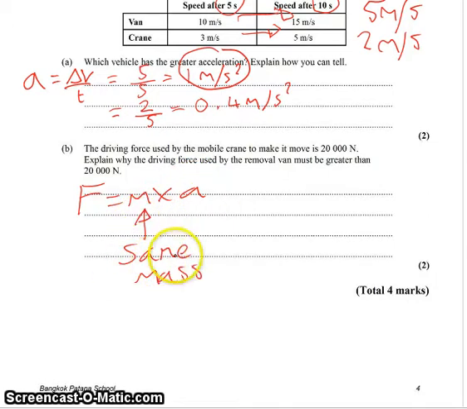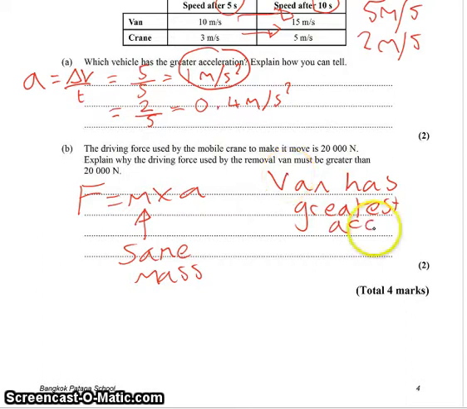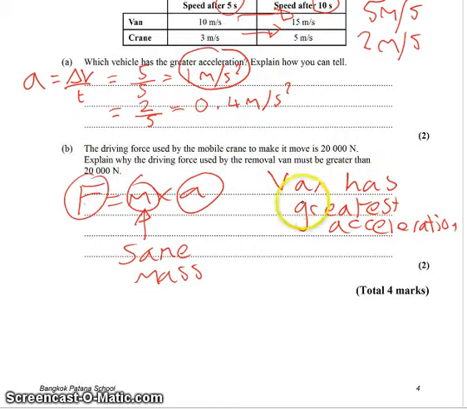So the only thing that's going to make a difference to the force that's applied to both is the acceleration. Now we know that the van has the greatest acceleration. We just worked that out in the last part. So if the van has the greatest acceleration, but they both have the same mass, then the force must be greatest for the one with the greatest acceleration.